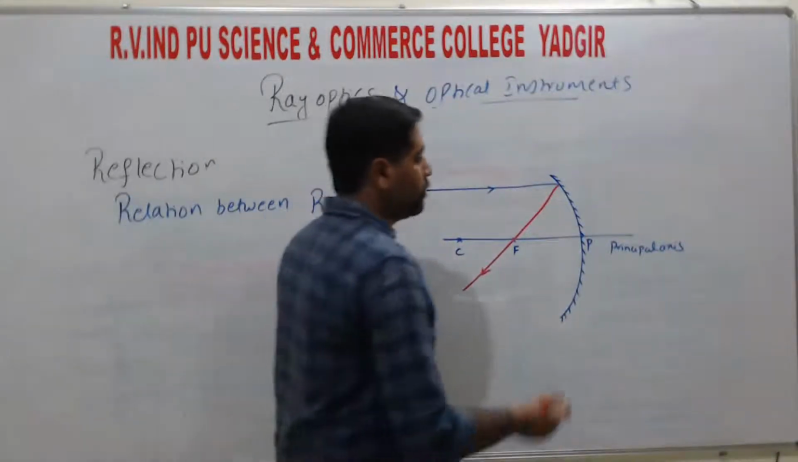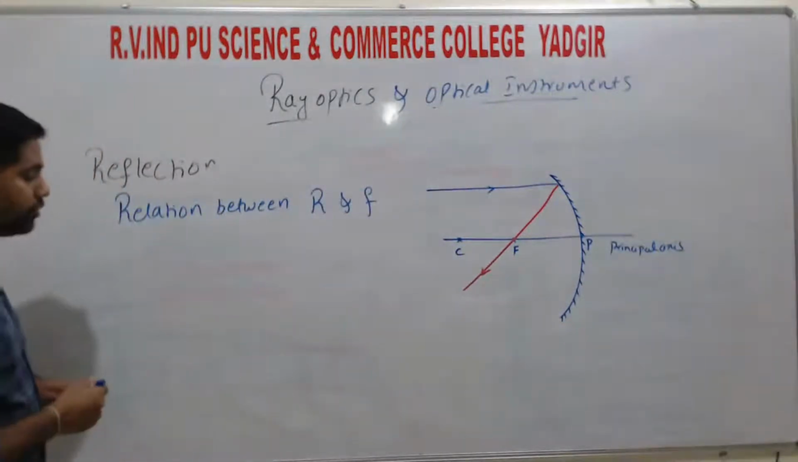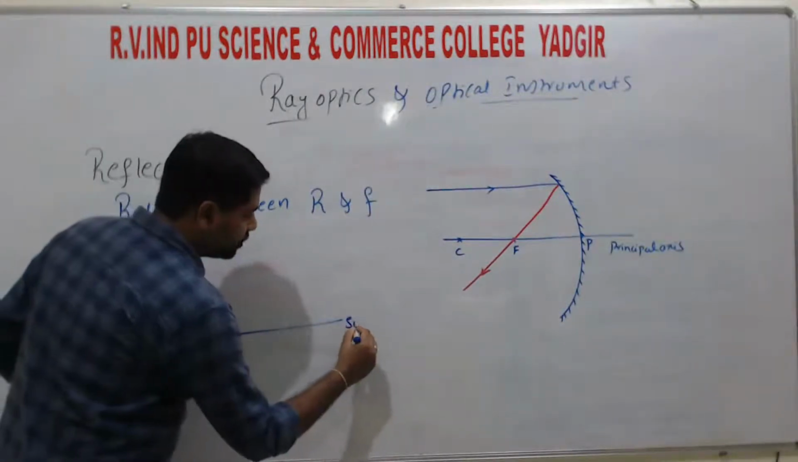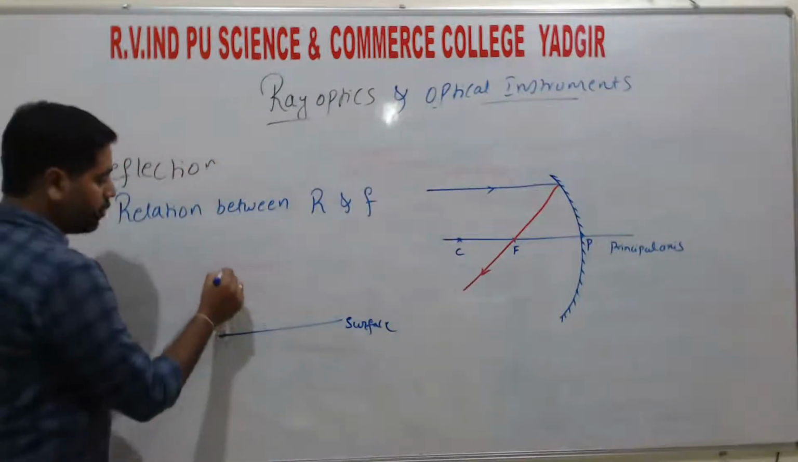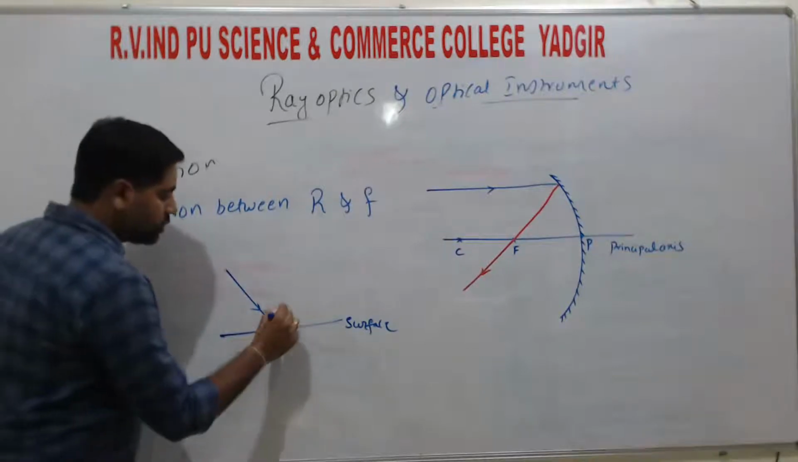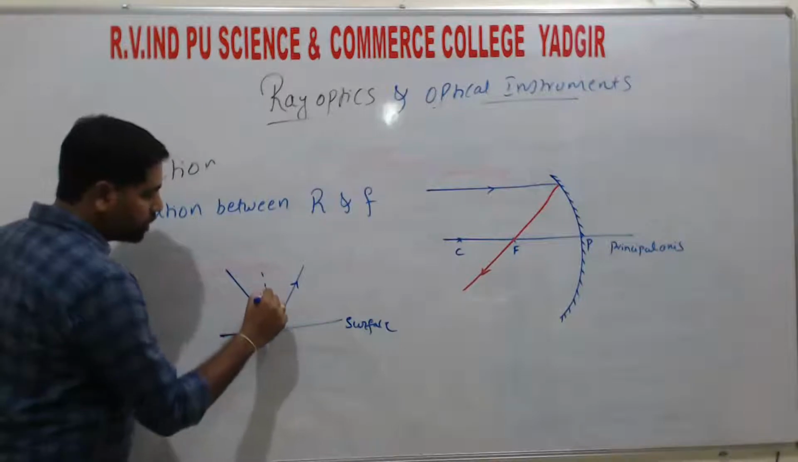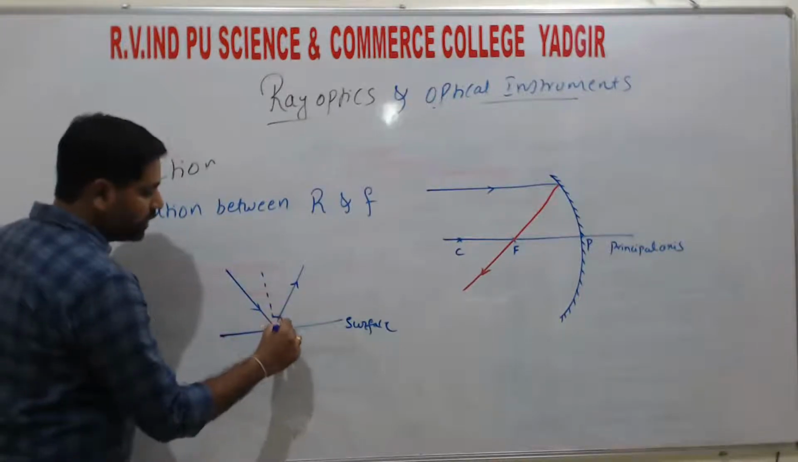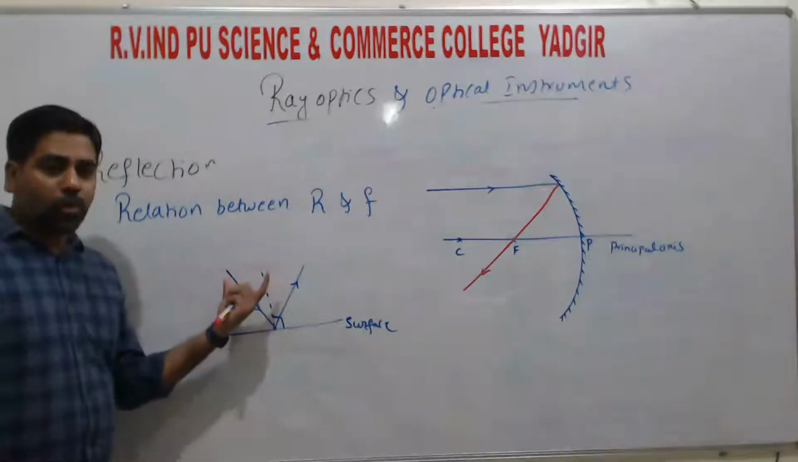As we discussed earlier, that is the law of reflection. Here is the surface. This is a plane surface, right? When a ray falls onto the surface, it is sent back into the same medium. If we draw the normal at the point of incidence, which is perpendicular to the surface, that one is the normal, right?